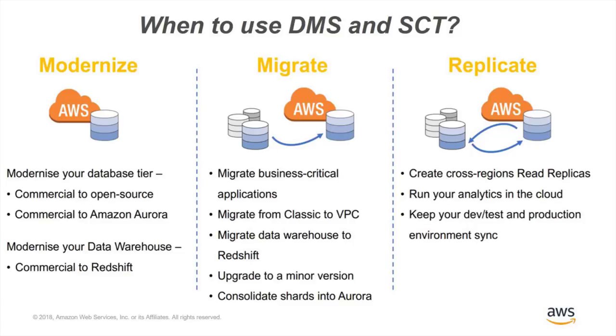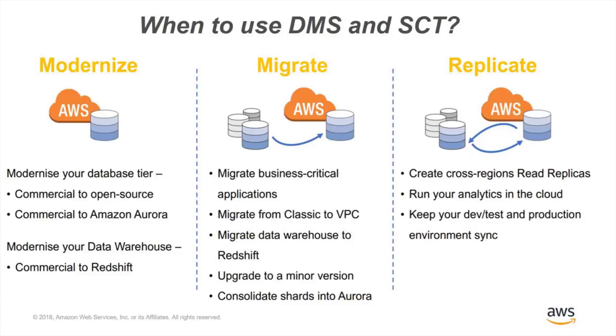You can change your current database tier and move from your commercial database engines to one of the open source database engines that we offer as a relational database. You can also move from your commercial database engine to our data warehouse, which is Redshift. And at the same time, you can also move from your commercial engines to our NoSQL solution, which is DynamoDB.